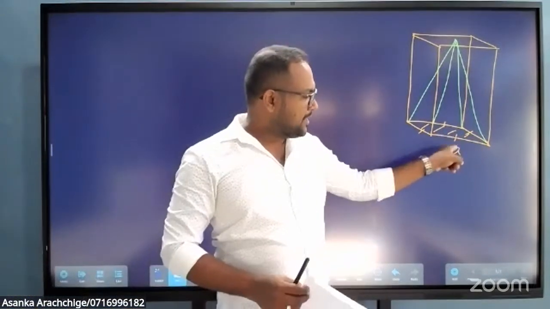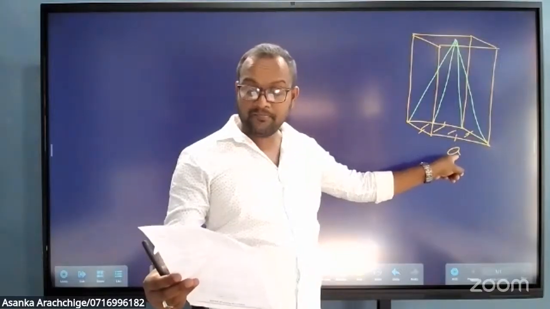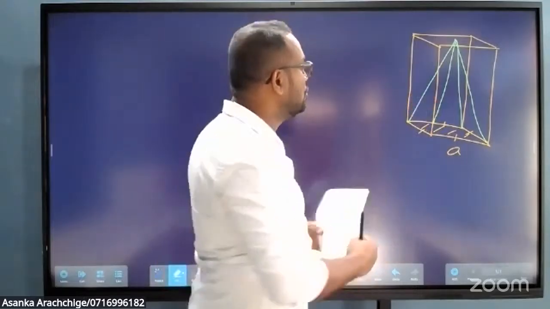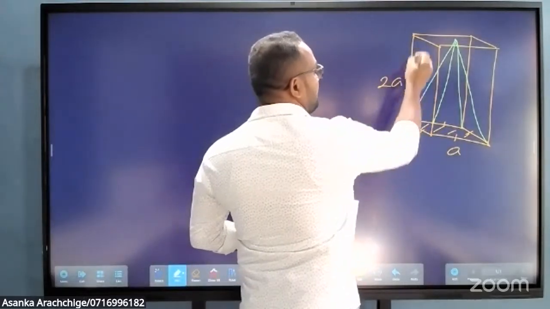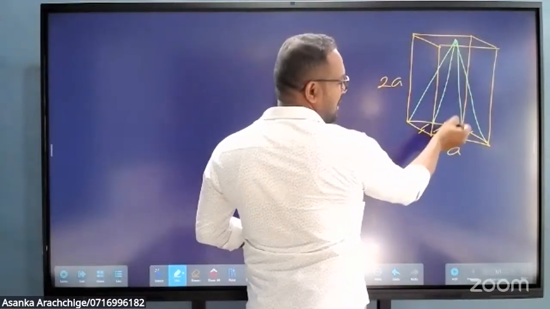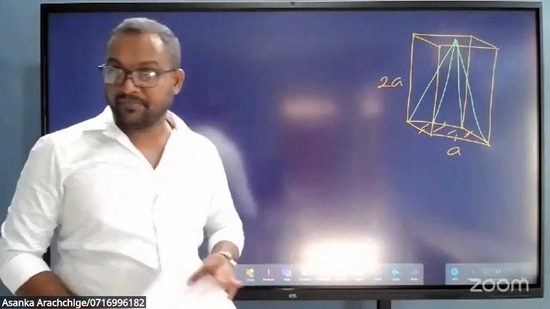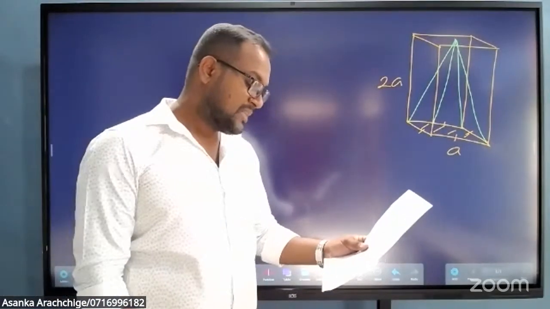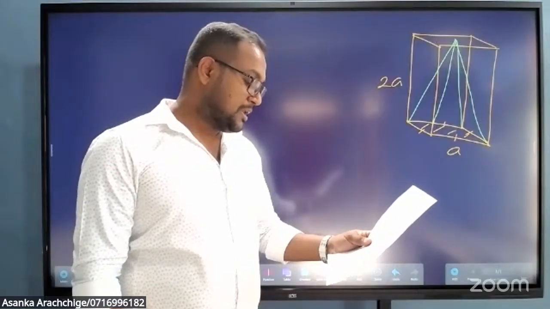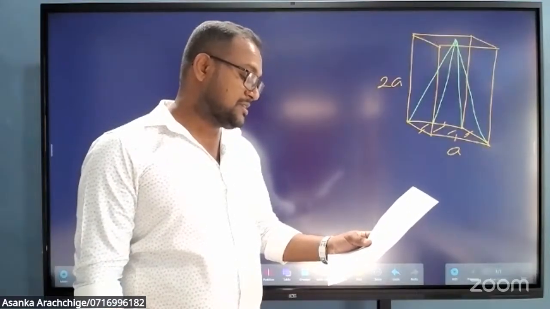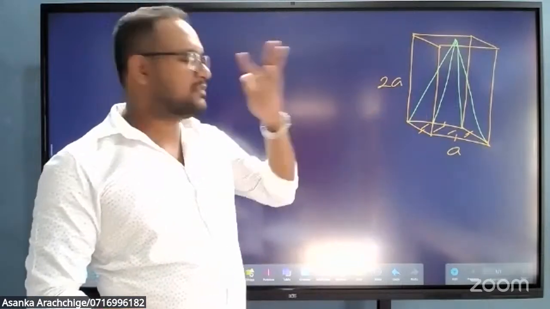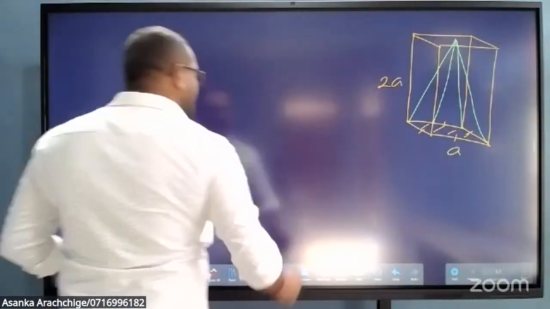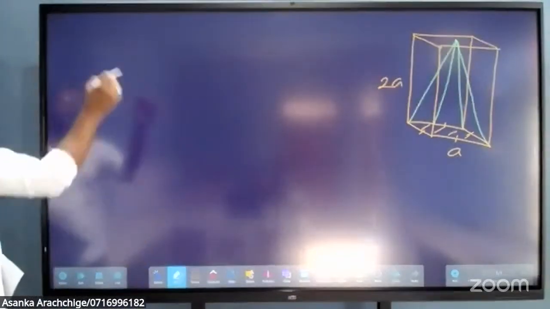The length of a side of this square base is A. The height of the solid cuboid is 2A. If this is 2A, the perpendicular height of the pyramid is also the same. Is that so? Yes. Then, if one small pyramid with the above mentioned measurements is cut and removed, apply the formula.